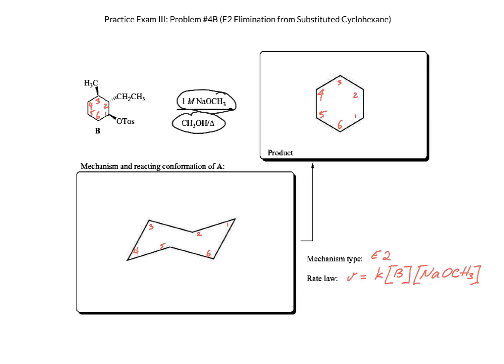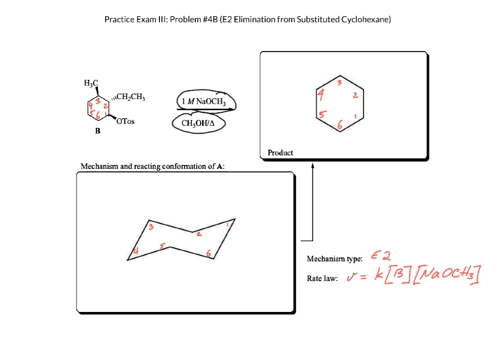I like to number the carbon atoms starting with the carbon bearing the leaving group, and then I proceeded counterclockwise toward the nearest substituent, and I did the same on the chair. Now let's go ahead and fill in the missing substituents. Carbon number 1, I have tosylate group pointing up.